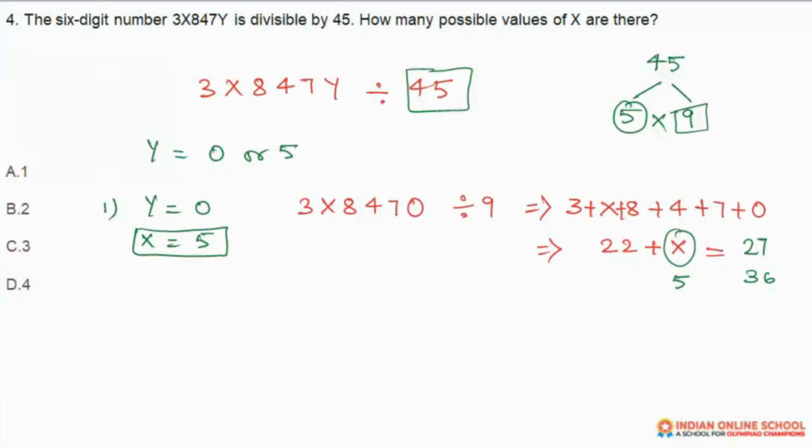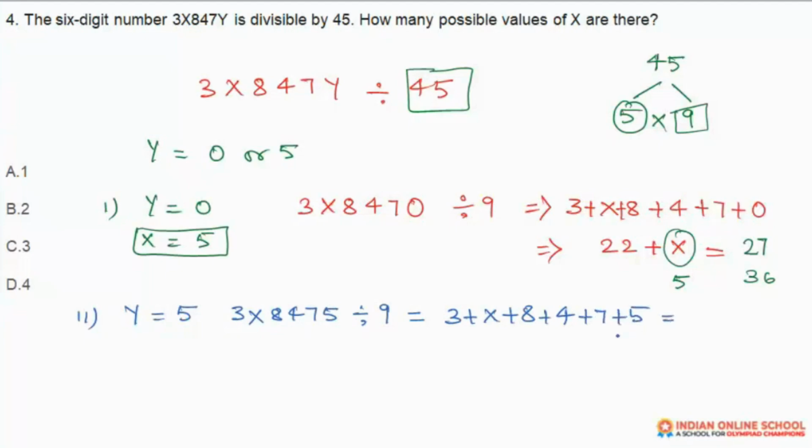Now let's go with the second condition. We are going to put the value of y as 5. When we put the value of y as 5, this needs to be 3x8475. We need to divide it by 9. Again, we need to check with the sum of all the digits. So 3 plus x plus 8 plus 4 plus 7 plus 5. And when we figure out the total by putting 5, we are getting 27.